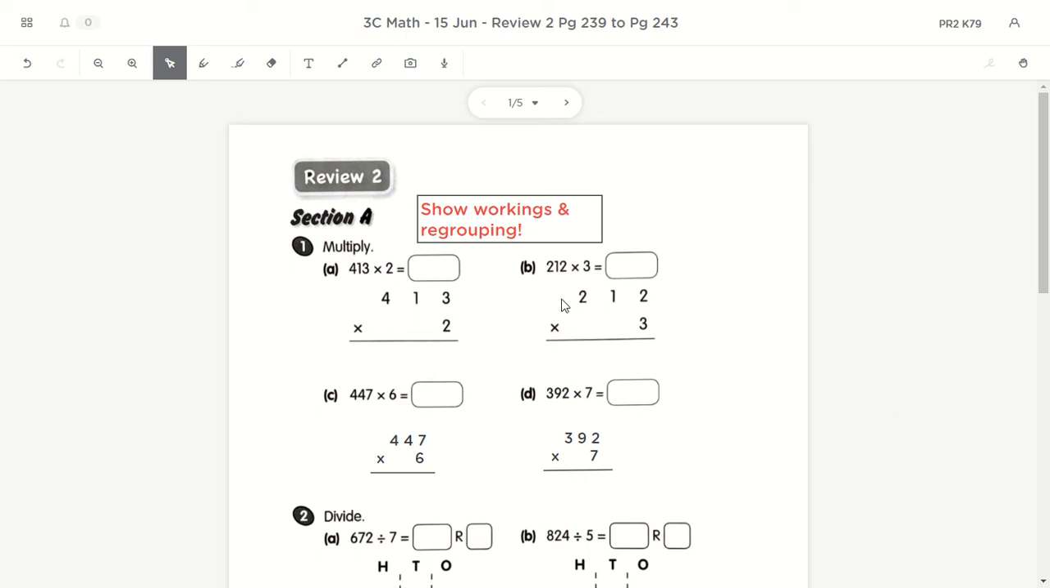Okay, the first two are quite straightforward because it doesn't involve any regrouping. So let's start. 3 times 2 give you 6, 2 times 1 give you 2, 2 times 4 give you 8. So this is 826. Straightforward.